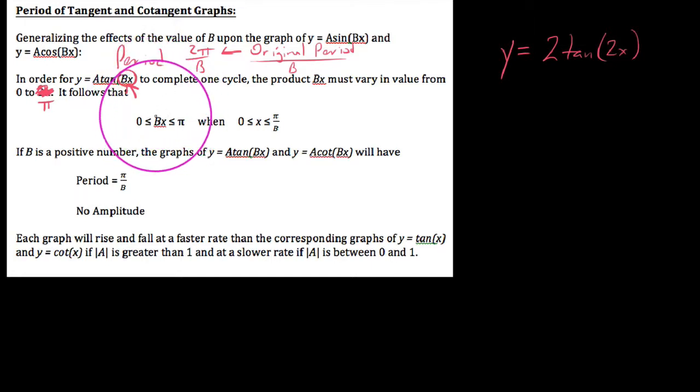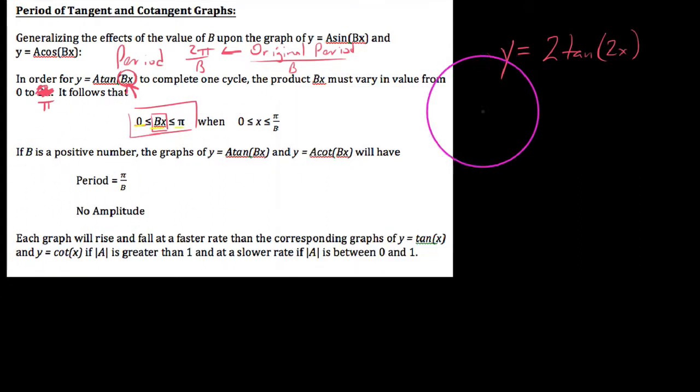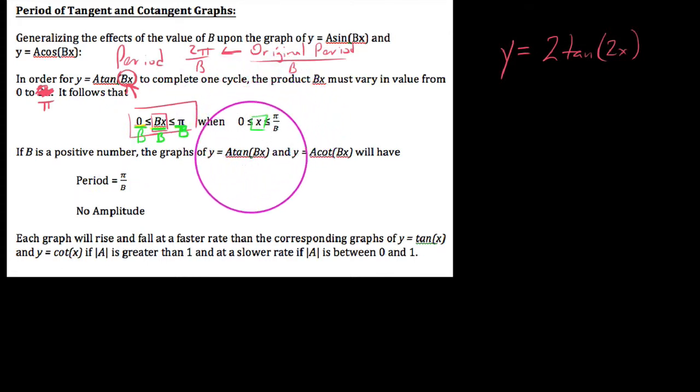So we say if bx varies from 0 to pi, and we divide everything in this inequality by b, then we arrive at this. We'd say x varies from 0 to pi over b, okay? So if b is a positive number, the graphs of y equals a tangent bx and y equals a cotangent bx will have this as their period and no amplitude.